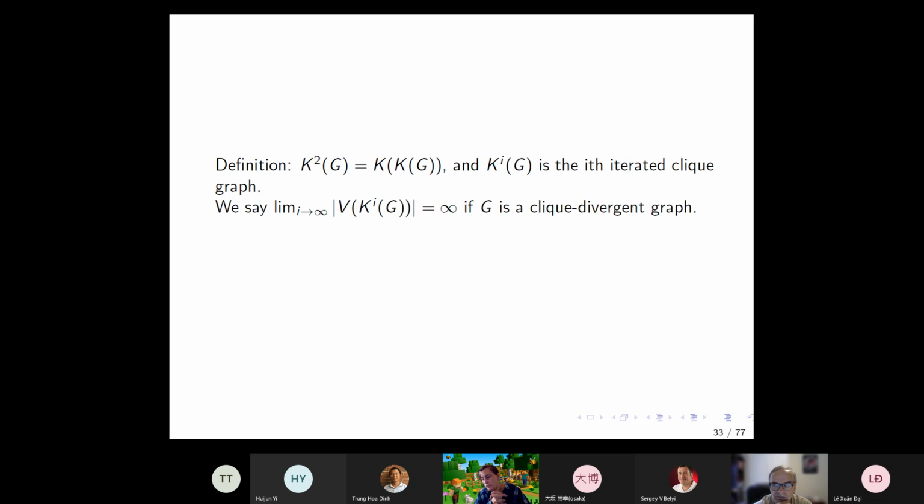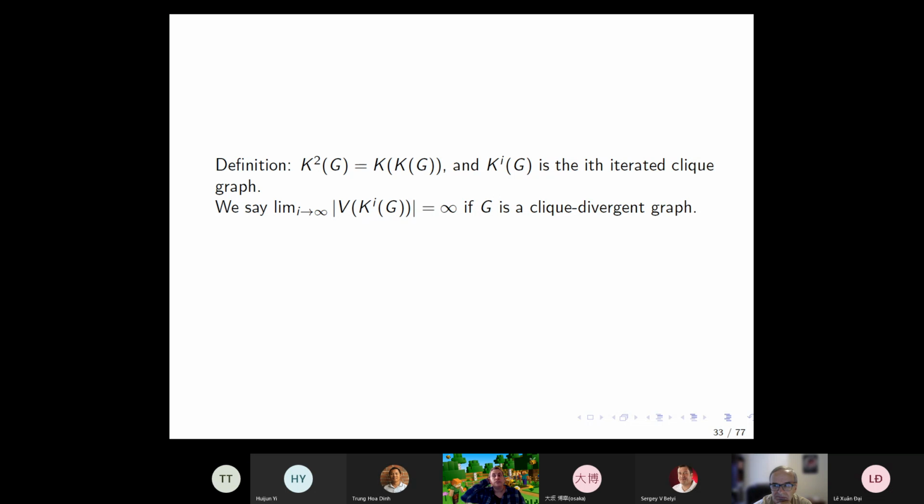But Slater and Hedetniemi didn't stop there. They were like, you know what? If I can clique graph a graph, I can clique graph the clique graph of a graph. So they defined K squared. And then I think it's possible that they stayed up past their bedtime because they were like, we can clique graph the clique graph of the clique graph of the clique graph i times. Right. Clearly up past their bedtime.